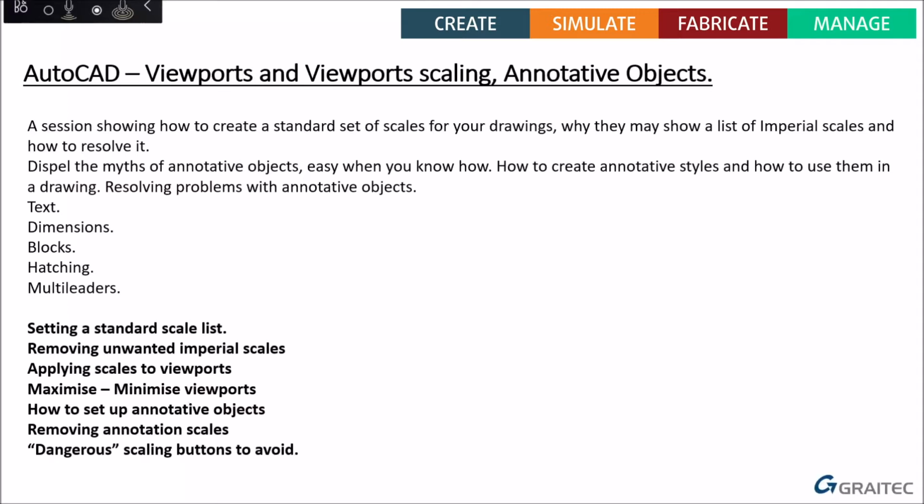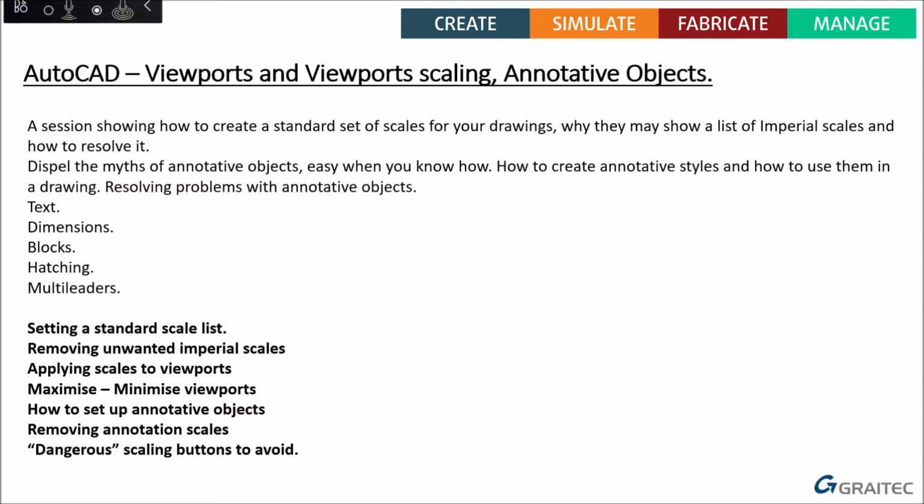You can take your existing drawing files and make them annotative. Things that can be annotative are text, dimensions, hatching, blocks, multi-leaders, and that kind of thing. They can all be made annotative, so they can change size based on the viewport scale, automatically or otherwise. I'll go through setting a standard scale list, removing relative scales, applying scales to viewports, maximizing and minimizing viewports, and so on. So let's have a look.